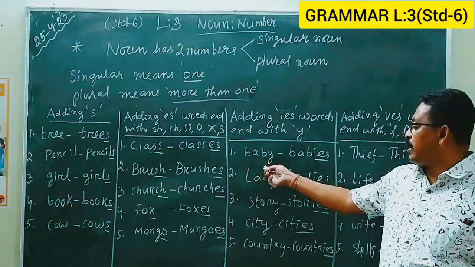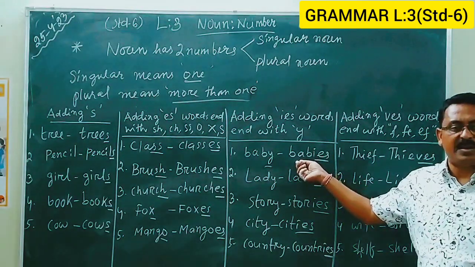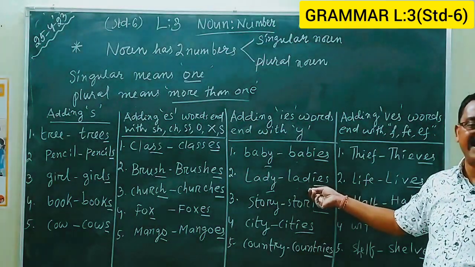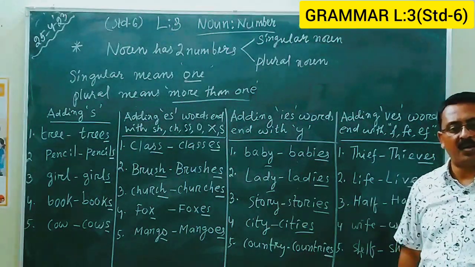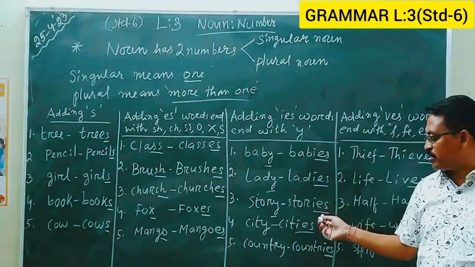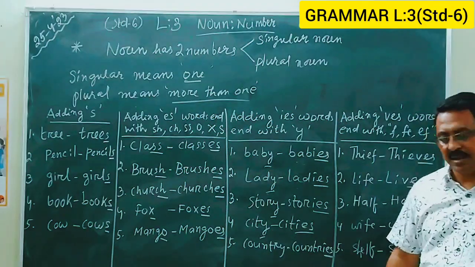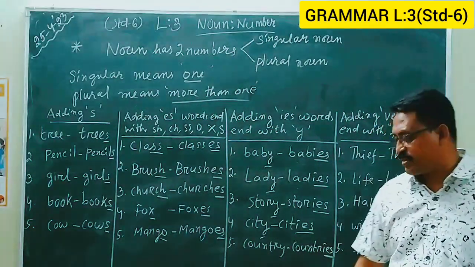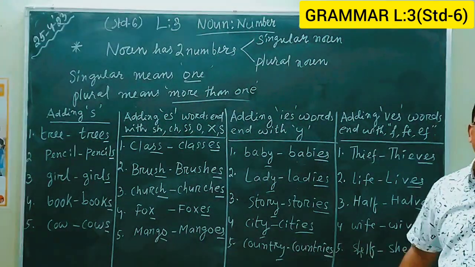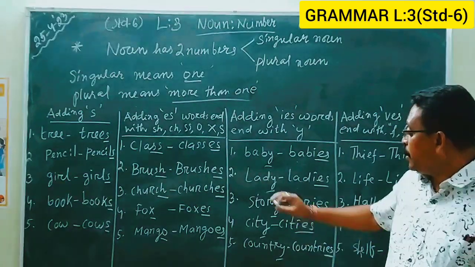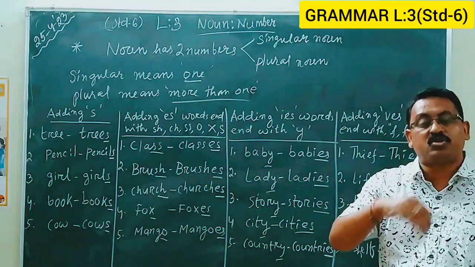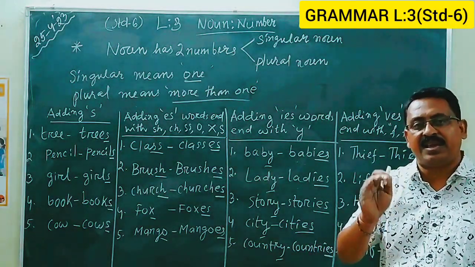Baby, B-A-B-Y, ending with Y. Babies, B-A-B-I-E-S. Lady, ending with Y: ladies, L-A-D-I-E-S. Story, S-T-O-R-Y, ending with Y: stories, S-T-O-R-I-E-S. City, C-I-T-Y: cities, C-I-T-I-E-S. Country: countries, C-O-U-N-T-R-I-E-S. The thing here is that in singular Y is there, but in plural there is no Y. Means in place of Y we have to write I-E-S.